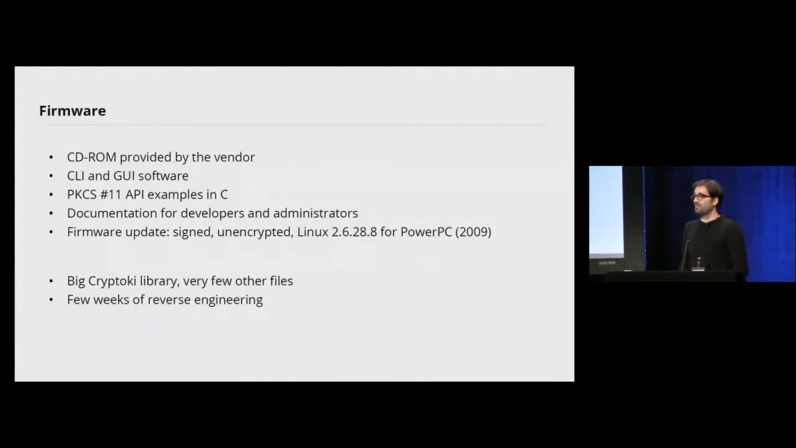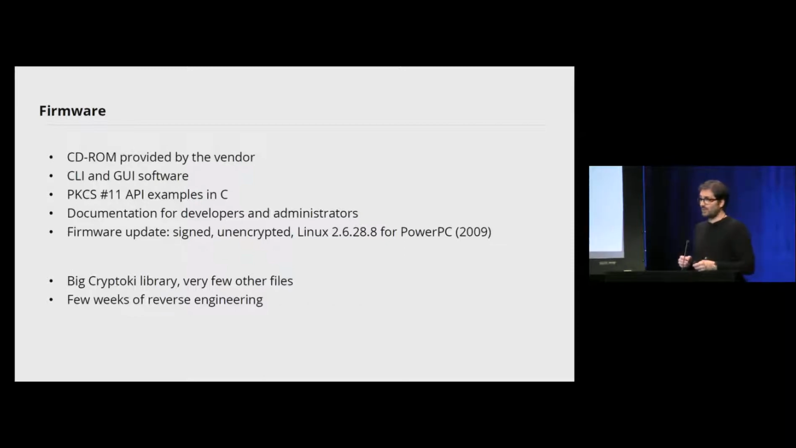We started using the software provided by the vendor. It was a CD-ROM that contained an SDK and a few code samples. What was very interesting for us is that it also contains a firmware update. That firmware update was just signed and not encrypted, and it was quite easy to extract. We saw that it was running an old Linux kernel that was released 10 years ago. So we were sure that everything was not really up to date on that device.